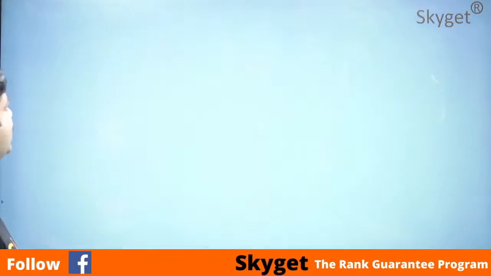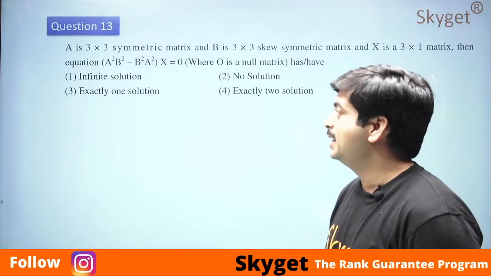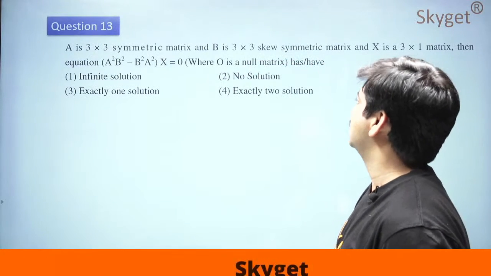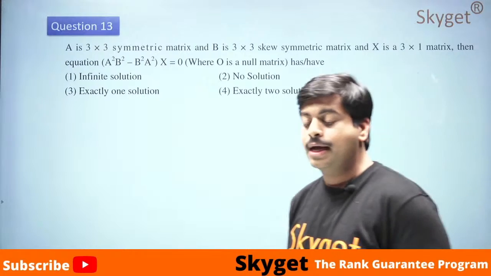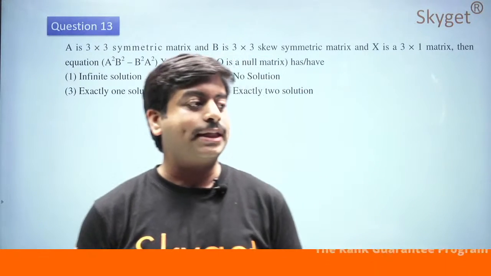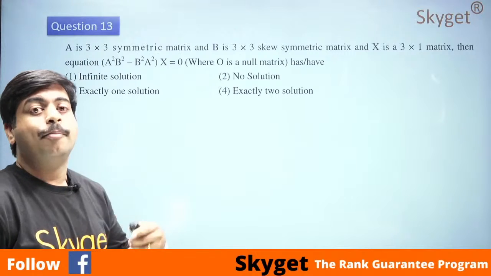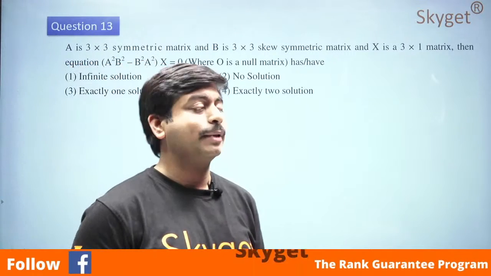Okay, so let's move to the next question, question number 13. So what is the question here? A is a 3 by 3 symmetric matrix and B is a 3 by 3 skew symmetric matrix. For a symmetric matrix, A transpose is equal to A, and for a skew symmetric matrix, B transpose will be equal to minus B, the negative of that.